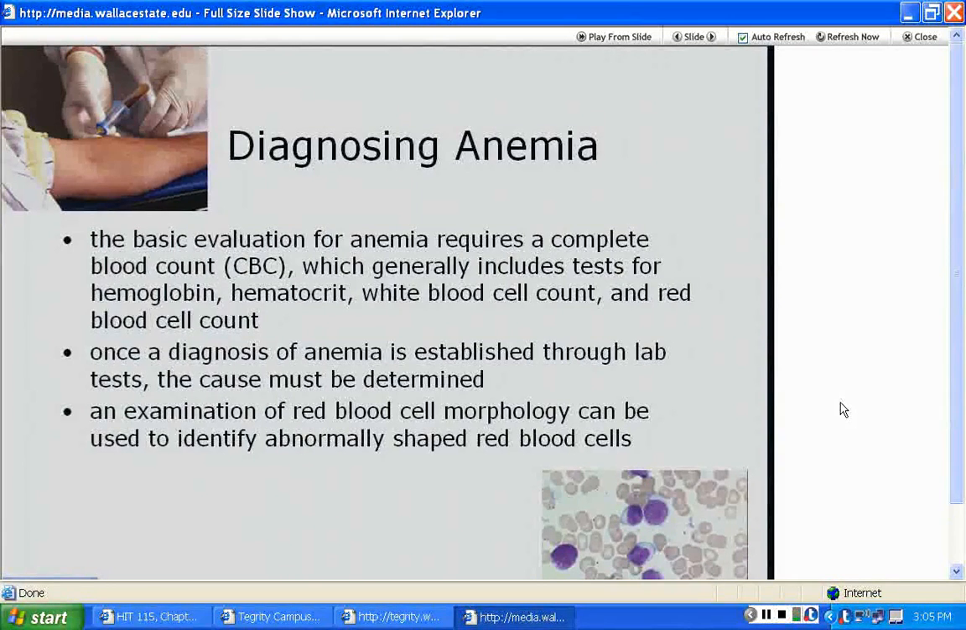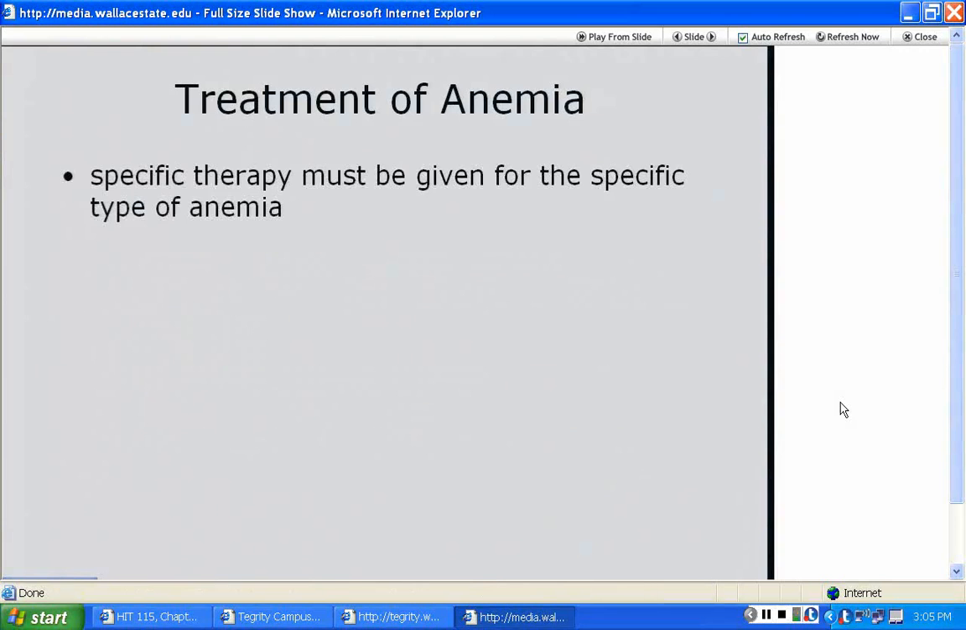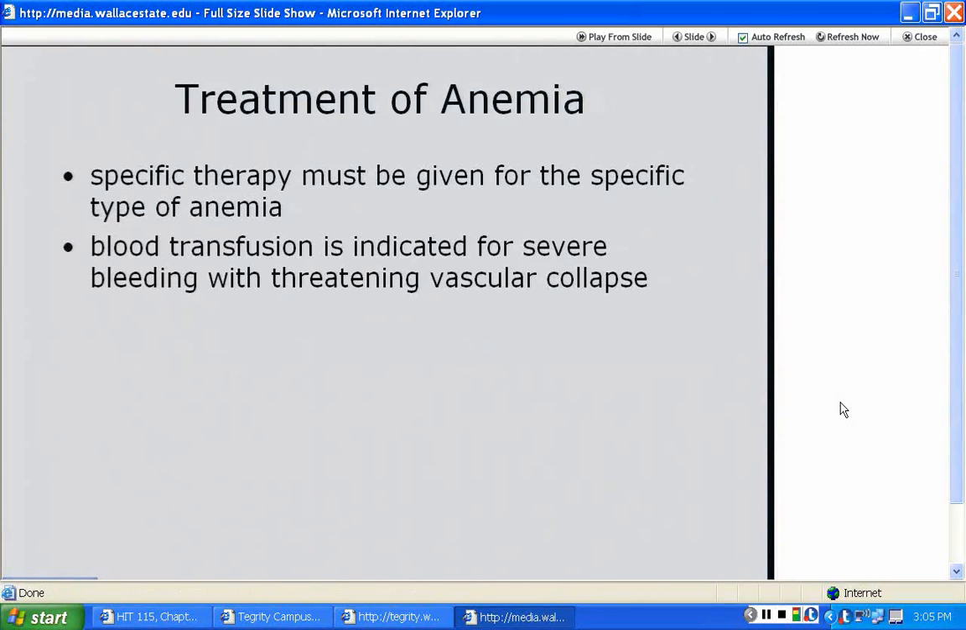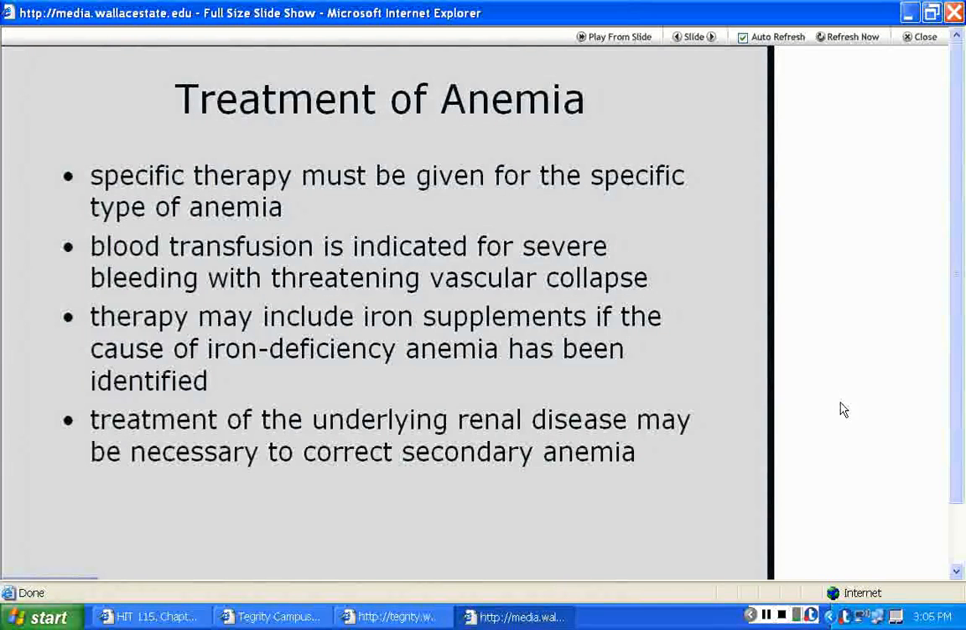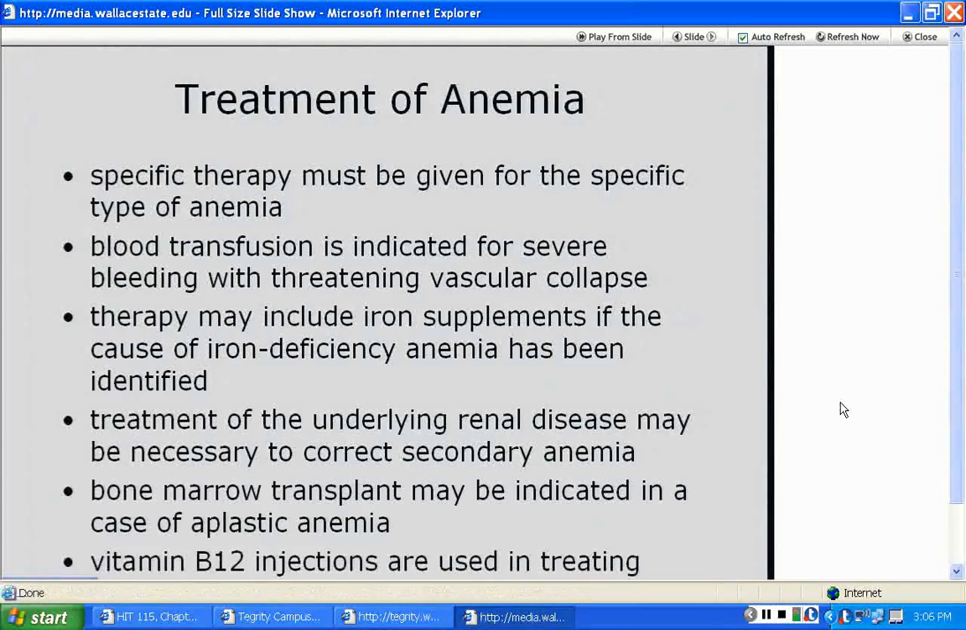Maybe it's caused by abnormally shaped red blood cells, and a red blood cell morphology must be done to determine, are they sickle-shaped? Are they round like balls? Very important to identify the exact type of anemia to know the exact treatment. Blood transfusions would certainly be used for severe anemia, acute cases of anemia. Bone marrow transplants may be needed. Vitamin B12 if we're dealing with pernicious anemia. This concludes Chapter 10, Part 2.